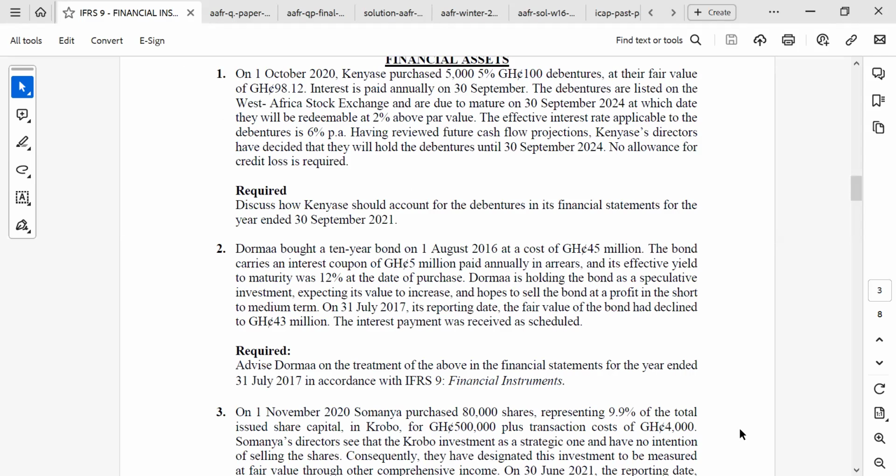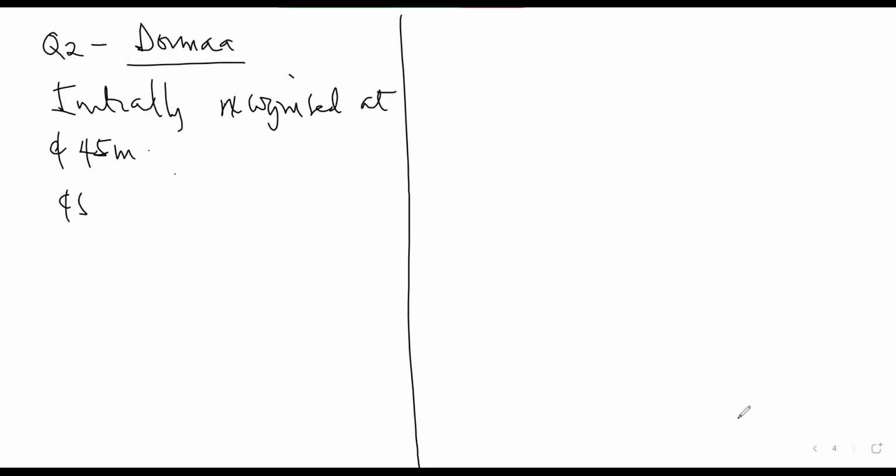This one, you can't use the effective interest rate and you can't use the yield to maturity because this particular instrument will not be held up to maturity, and you are not even going to be receiving any premium on it. So the interest rate will still be the coupon interest rate. So that yield to maturity, please forget about it. All right. So the 5 million should be taken to profit or loss as finance income.